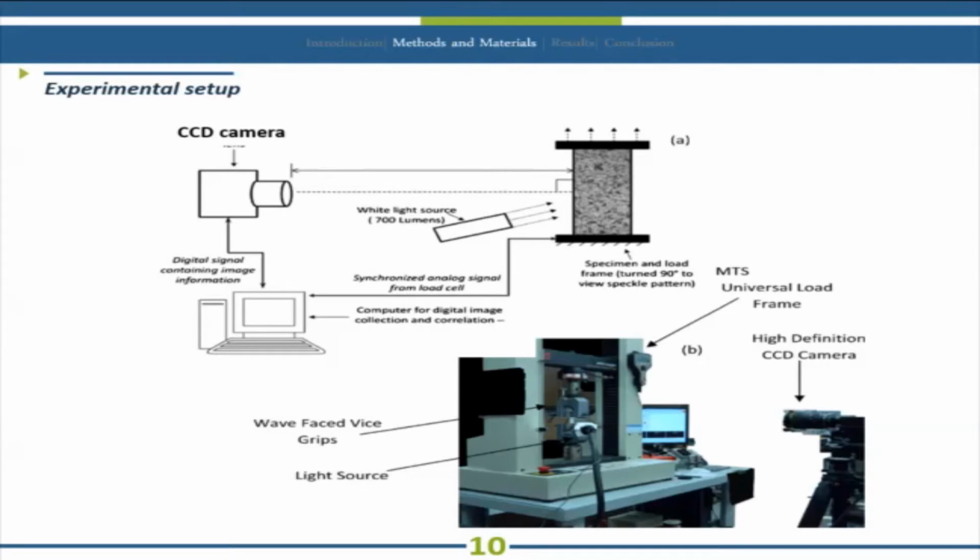The concept consists of a digital camera taking a picture of the surface of the specimen. The image is downloaded from the camera to a frame-grabbing circuit card.